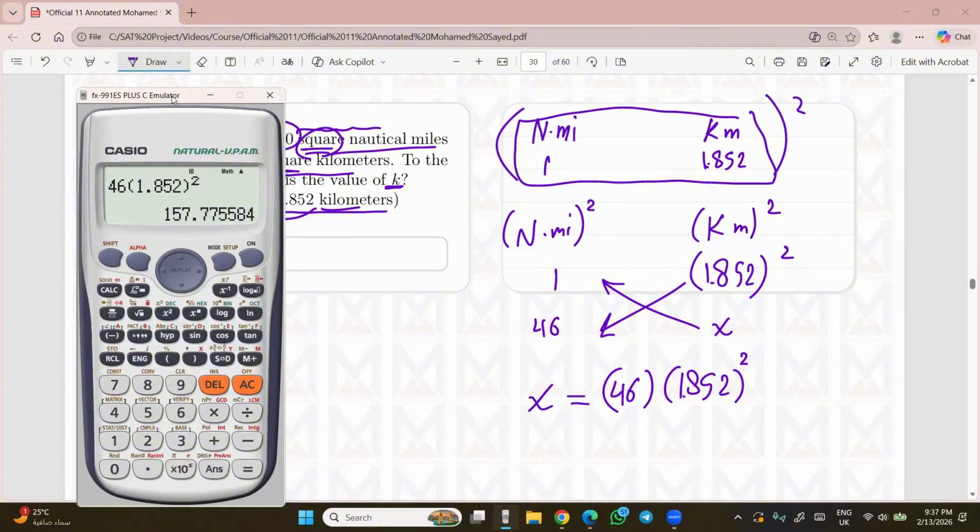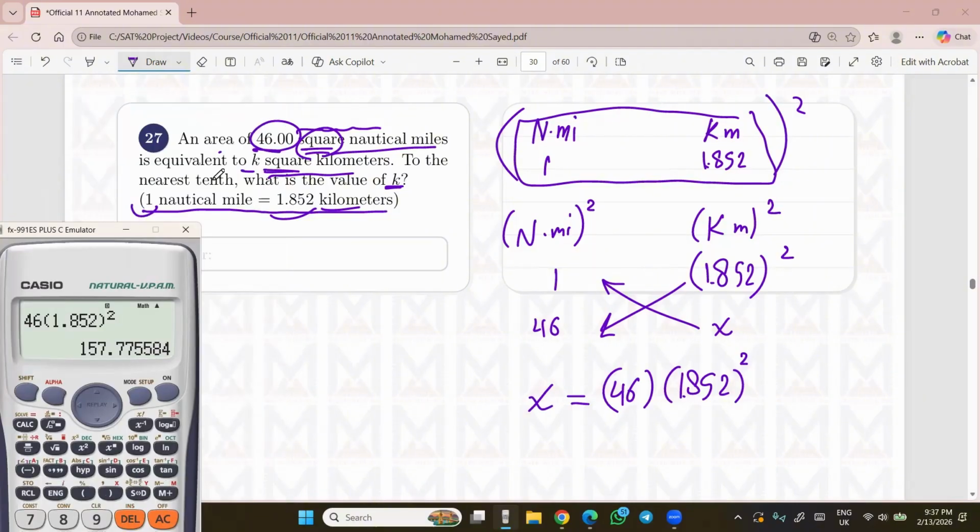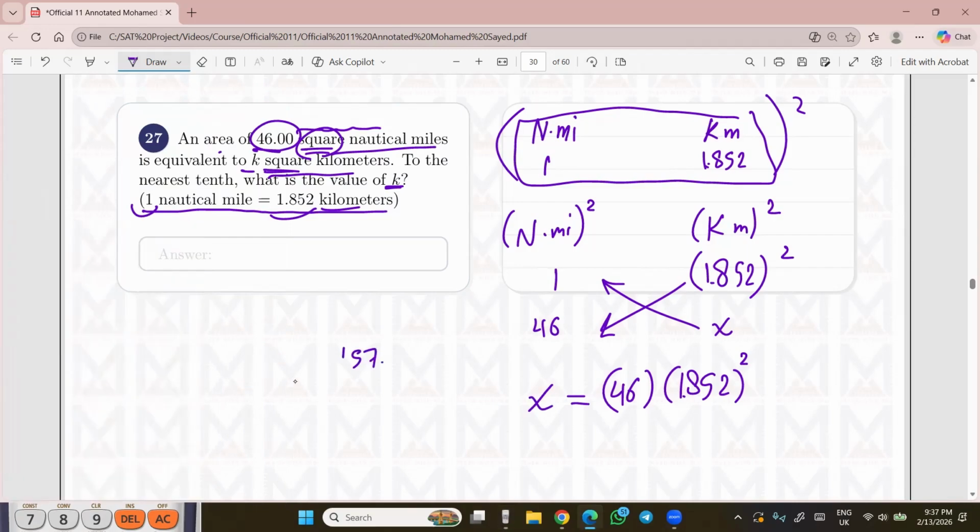And the question says in what? To the nearest tenth. The calculator gives you this number, 157.77, and whatever the number is. We need to stop here because the tenth means only 1 digit after the decimal point. But have a look at the number that comes after it. If it's more than 4, change this by increasing it by 1. So the answer is 157.8. That's your answer. And that's all about this exam.